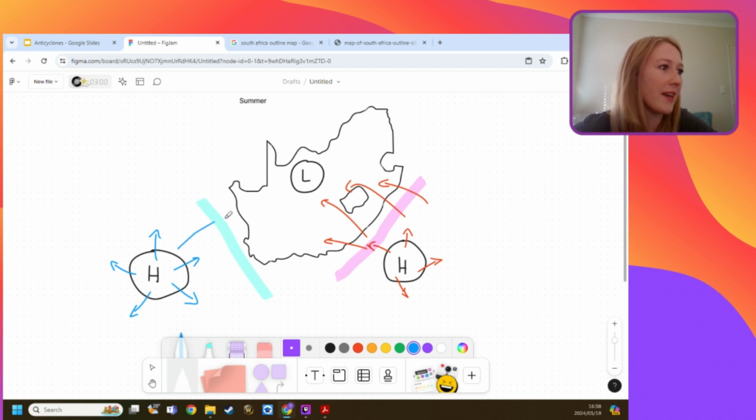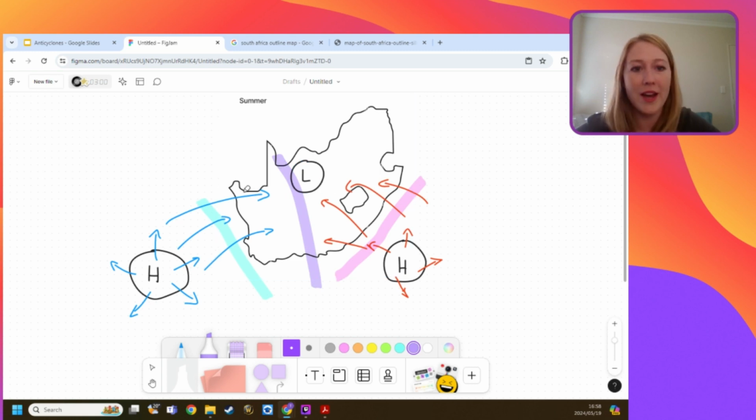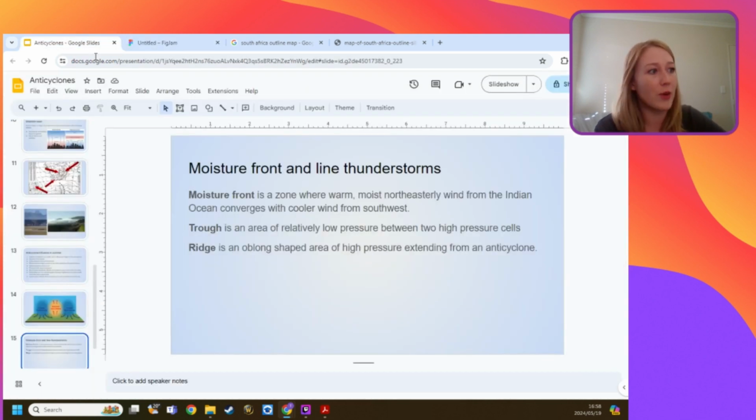and move land towards the low. Okay, so hopefully you're seeing that this air will collide. Let's make the colliding air purple. So where this air collides, you have a moisture front. So you have moist air over here from the warm ocean currents. You have dry air over here from the cold ocean currents. Where they're meeting, you have a moisture front.